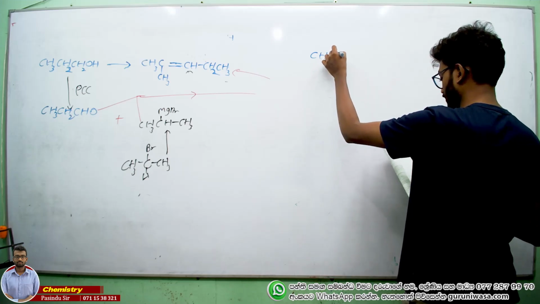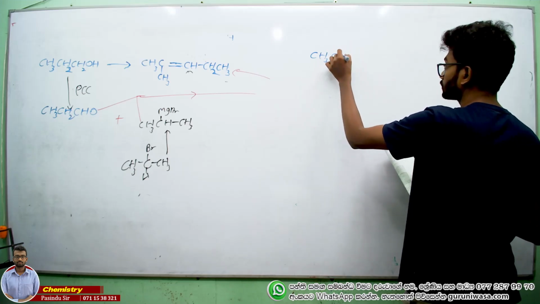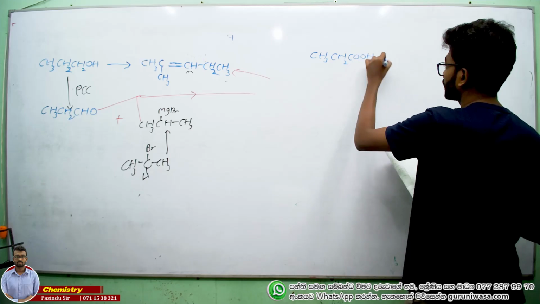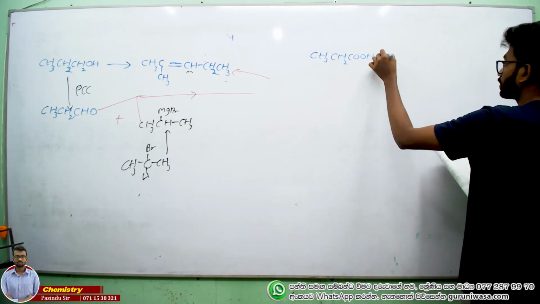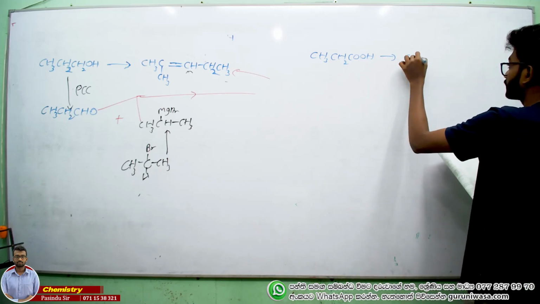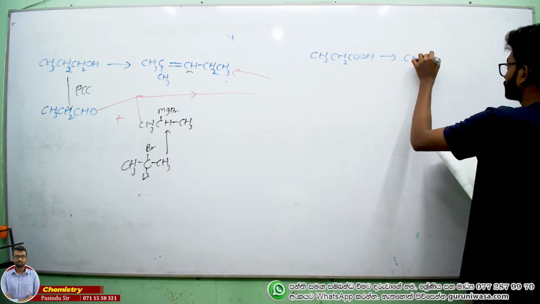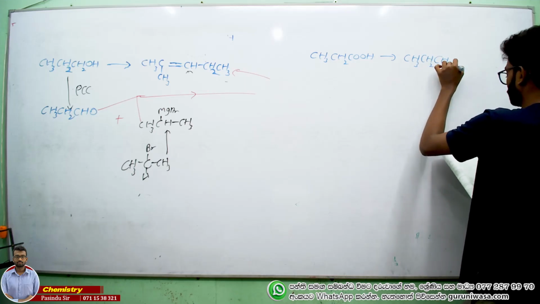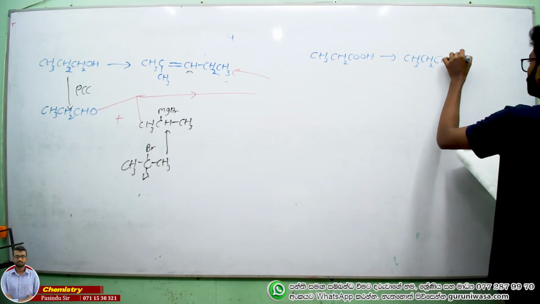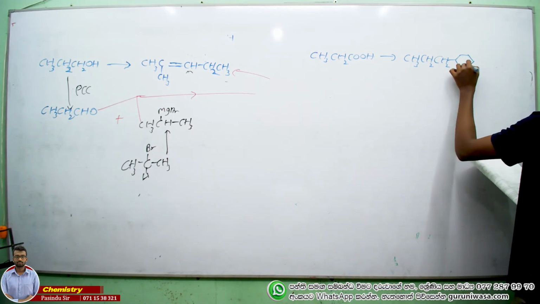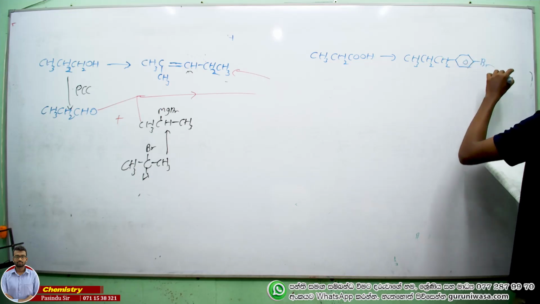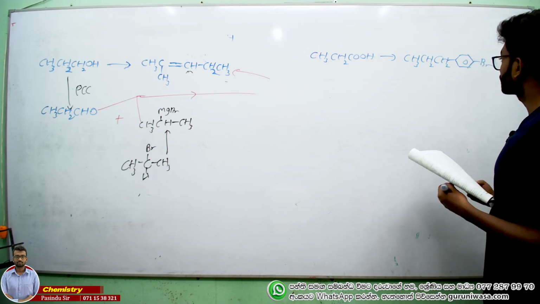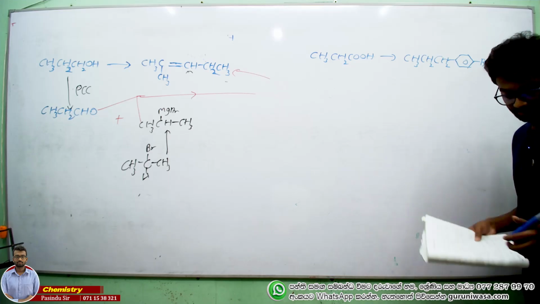CH3CH2COOH, CH3CH2CH2 benzene, and Br. Okay. Again, a reaction with benzene. So how to do this?